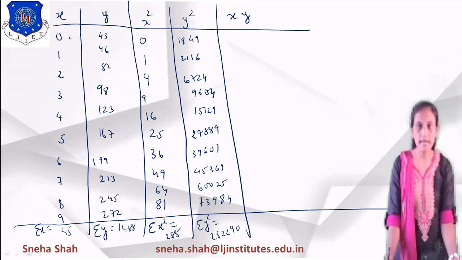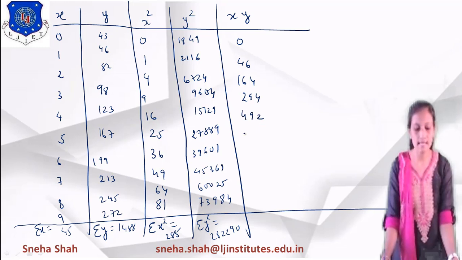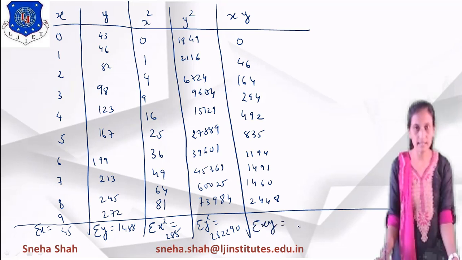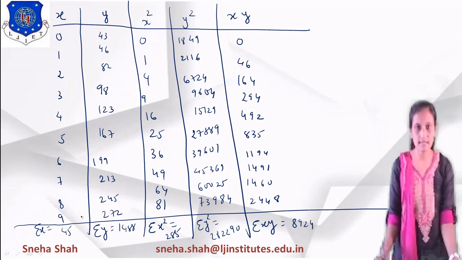Now if I am finding the value of xy, so 0 into 43 means 0, 1 into 46 means 46. Likewise, I am finding all the other values, then the terms will be like this: 492, 835, 1194, next one is 1491, 1460, and the last one is 244. Now if I am adding all these values, it will give us the answer of summation xy, and its value equals 8924.